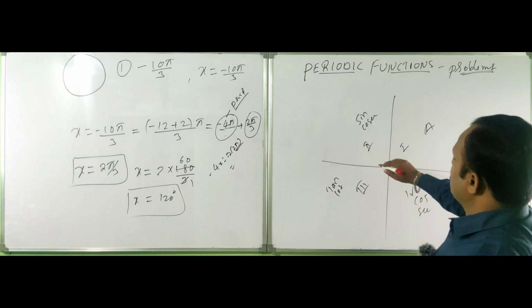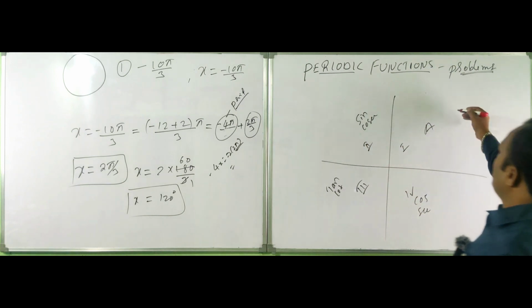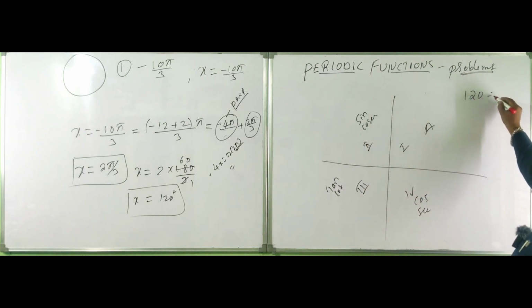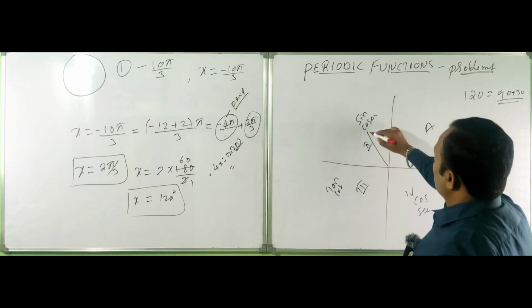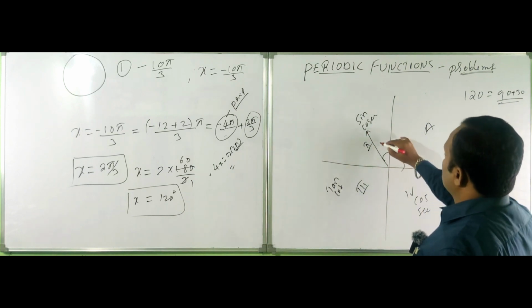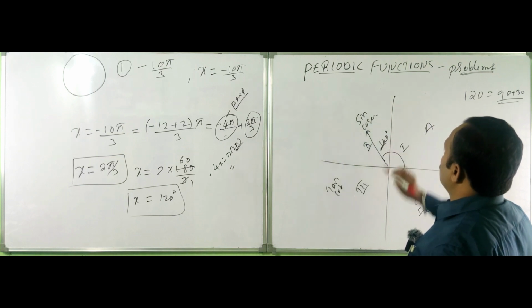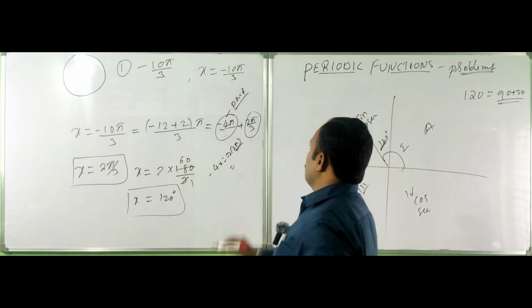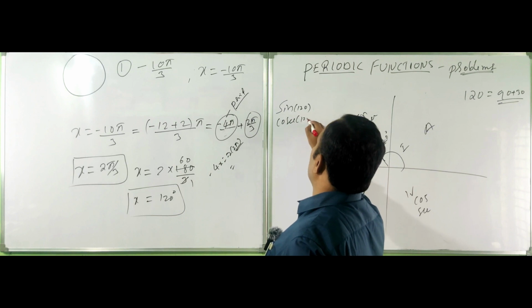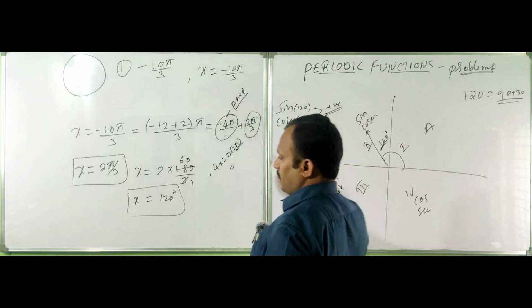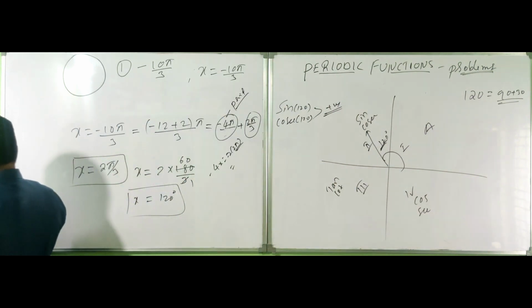120 is 90 plus 30, so obviously this belongs to the second quadrant. Therefore sine 120 and cosec 120 have positive values.